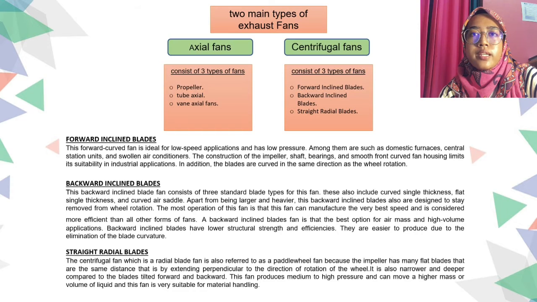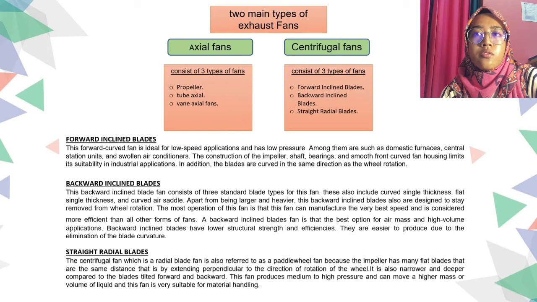For straight radial blades, the centrifugal fan, which is a radial blade fan, is also referred to as a paddle wheel fan because the impeller has many flat blades at the same distance, extending perpendicular to the direction of rotation of the wheel. It is also narrower and deeper compared to the blades tilted forward and backward.